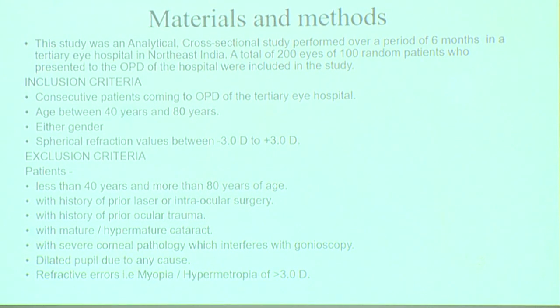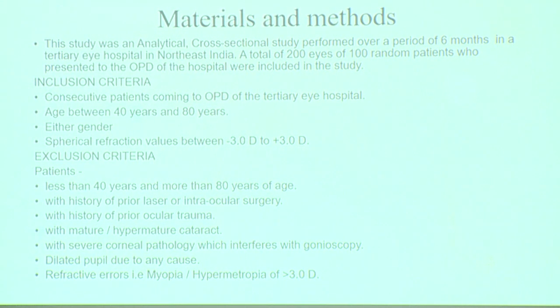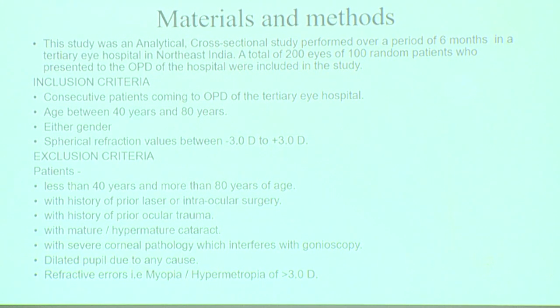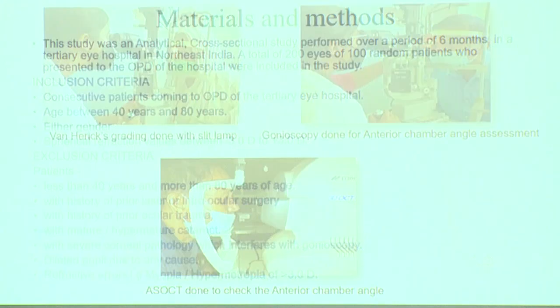Exclusion criteria were patients less than 40 years and more than 80 years, any patient having a history of prior laser or intraocular surgery, history of prior ocular trauma, mature or hypermature cataract, severe corneal pathology which interferes with gonioscopy, dilated pupil due to any cause, or refractive error more than 3 diopter.